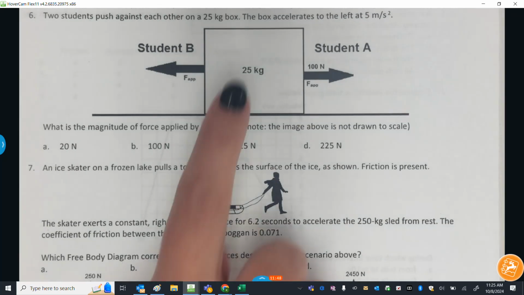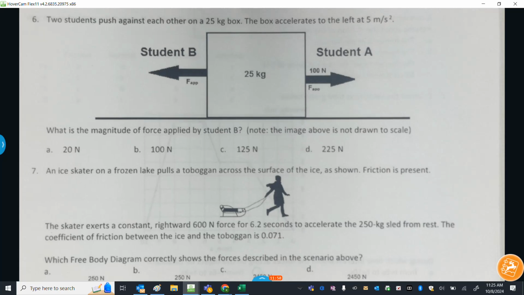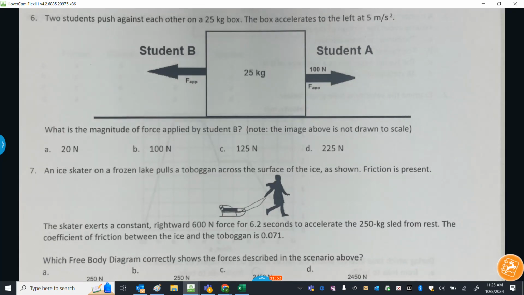It's this diagram here that you're looking for, and it says 2 students push against each other on a 25 kilogram box. The box accelerates to the left at 5 meters per second squared. What is the magnitude of the force applied by student B? Note the image is not drawn to scale.